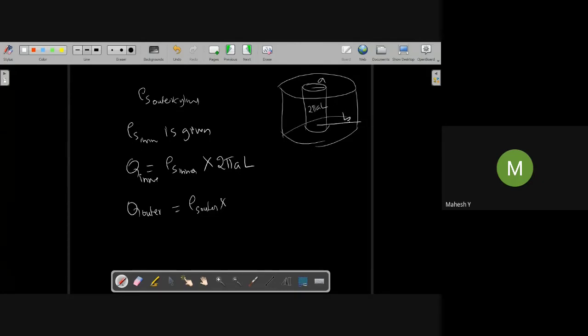The outer cylinder has a radius b. So what will be the curved surface area? That will be 2 pi bl. So this is equation 1, this is equation 2.